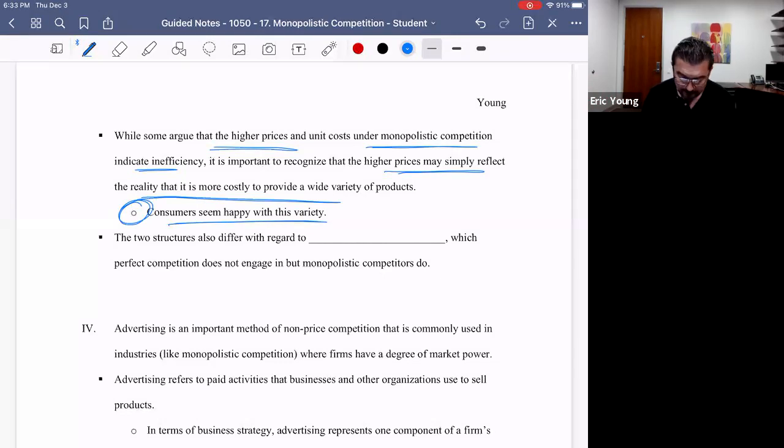Okay? The final thing I'll leave you with is that in terms of the comparison, the two structures differ in one other regard, and that is they differ with regard to advertising, which perfect competition does not engage in, but which monopolistic competition engages in heavily: advertising. I'll leave you with that now, and advertising will be the focus of our next and final video in this series.